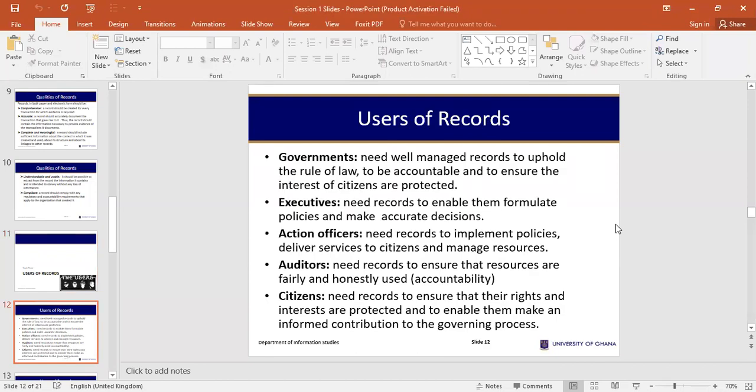Governments need well-managed records to uphold the rule of law. You go to court, you don't just go and speak. You go with evidence. The evidence can be an audio recording, it can be on paper. You're fighting over land, you have to send your indenture and site plan. If you have title to it, registered land, you have to send the documentation and all that. So for the government, for the rule of law to be upheld, we need records.